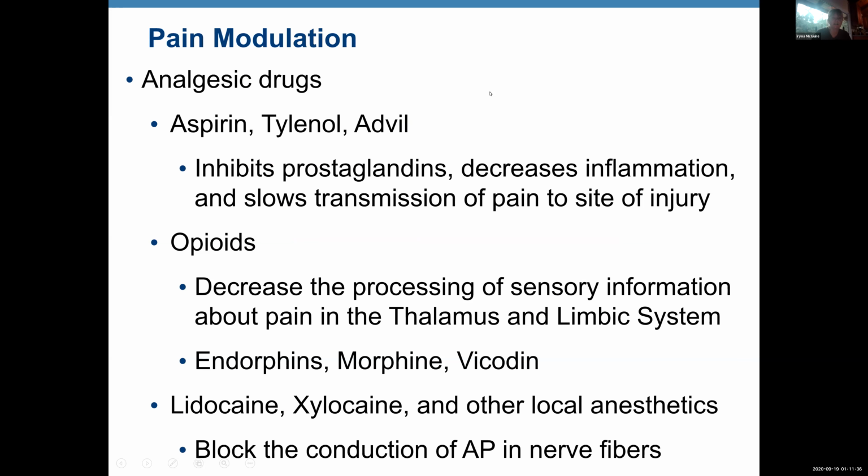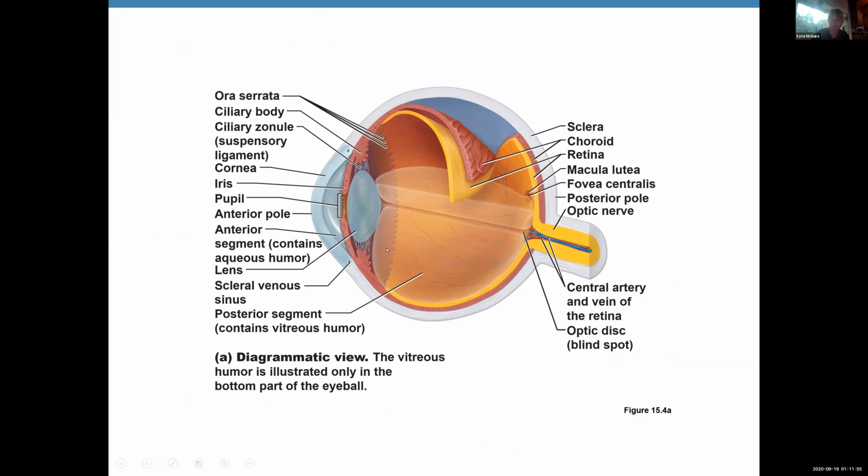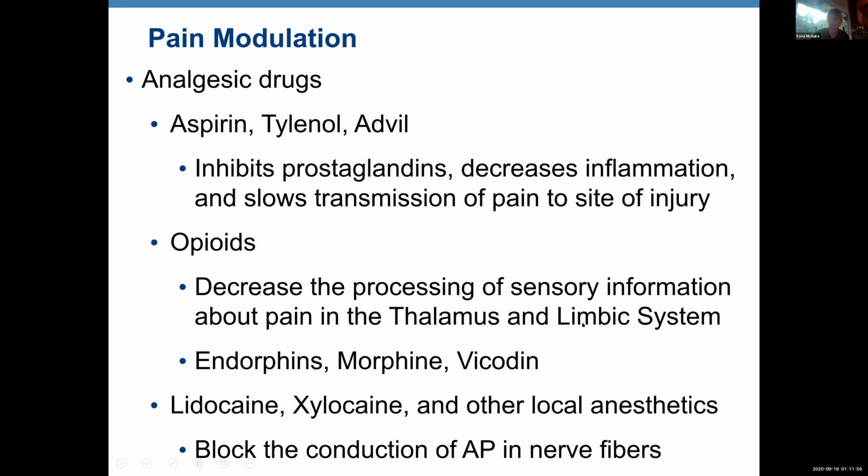Now, pain modulators are analgesic drugs like aspirin, Tylenol, or Advil. They inhibit inflammatory chemicals such as prostaglandins, and that decreases inflammation and slows transmission of pain from the site of injury. Opioids decrease the processing of sensory information about pain in the thalamus and the limbic system; they include endorphins, morphine, and Vicodin. Lidocaine and xylocaine are local anesthetics, and they block the conduction of action potentials in nerve fibers. So we do have some drugs that can modulate your pain. Either they decrease inflammation or they interfere with the processing of sensory information to your brain.